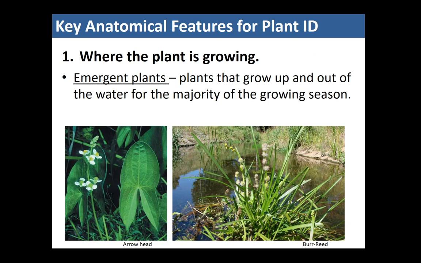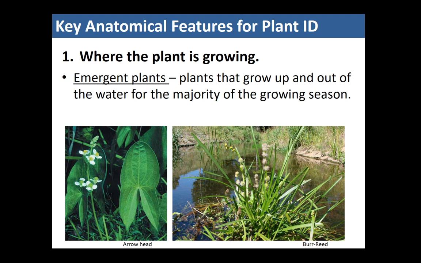So the first key anatomical feature isn't really so much anatomy. It's more of where is the plant growing, because depending on where plants are growing, whether they're submerged underwater or they're emerging out of the water, their anatomy will be a little bit different. So first try to think about where the plant's growing, and even if you don't find a plant growing in its natural habitat, maybe you find it on a boat prop, there's still some really important clues as to where that plant came from.